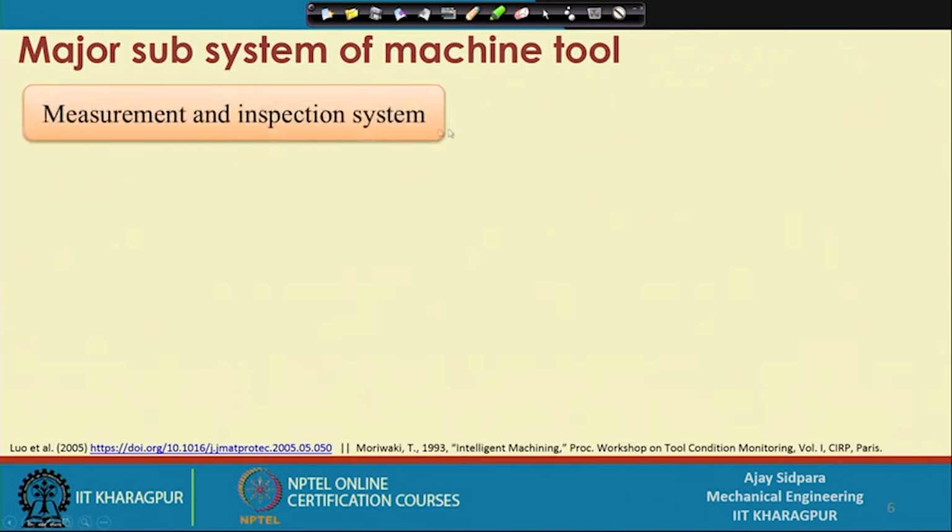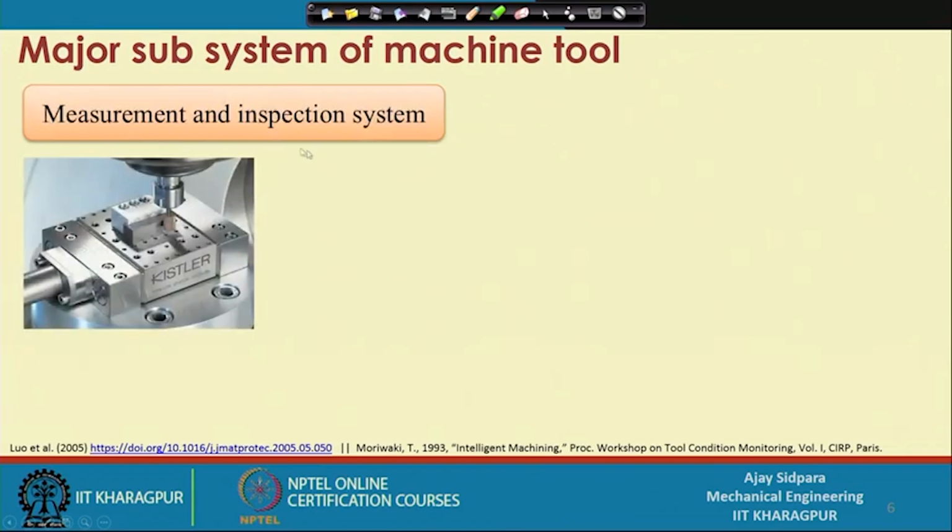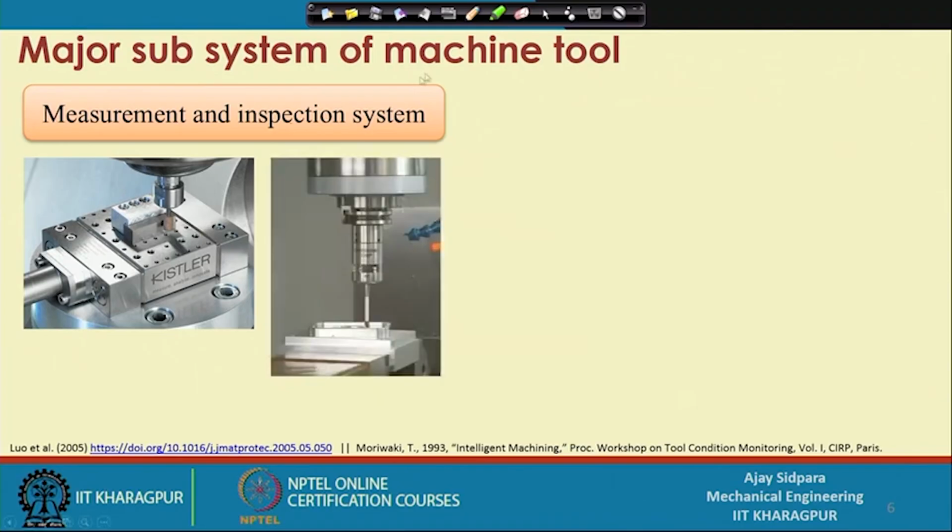Another thing is the measurement inspection system. That is very important, because we know that it is difficult to hear or difficult to see anything within the system. So, what we are getting is some type of indirect signals. What are the indirect signals? Suppose you are putting something there. So, this is called the dynamometer, for force measurement.